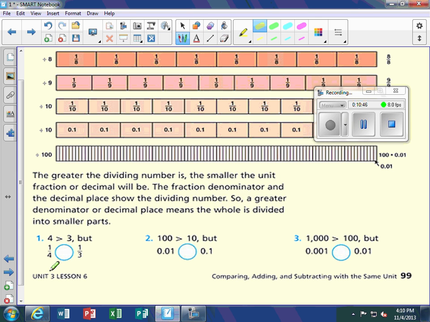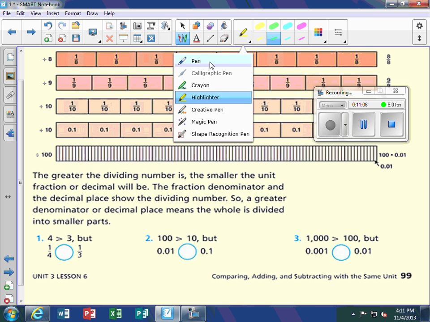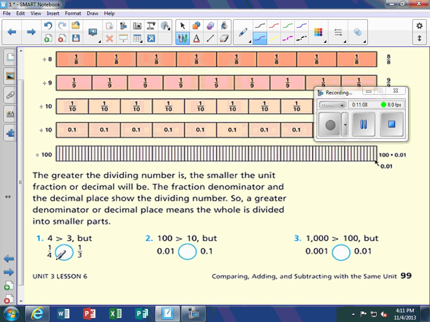Okay, so 1/4 is greater than 3. Excuse me, 4 is greater than 3, but 1/4 and 1/3, 1/3 is greater.